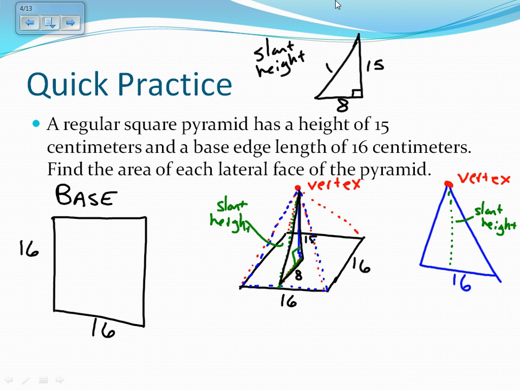And this is x. Do we agree with that? Right triangle, can we use the Pythagorean theorem? Pythagorean theorem is a squared plus b squared equals c squared.